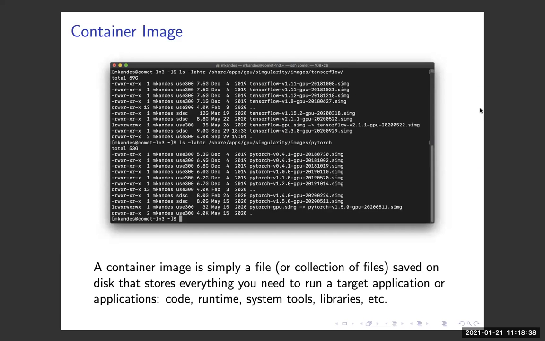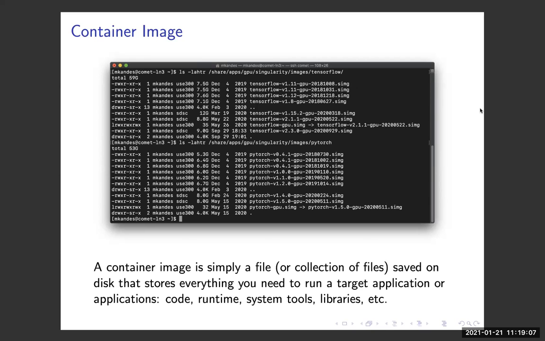Now, there are things that we think of as containers when you start using them. The first one that you'll likely encounter is a container image. A container image, which some people generally just call a container, is one facet or instantiation of a container. It's really a collection of files that are just saved.